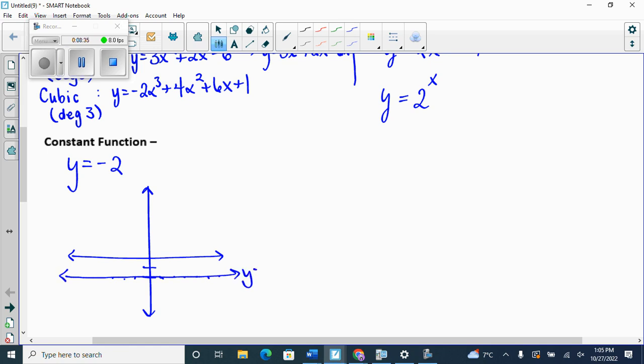Now you have to label it, because if not, which one of these is the x-axis, right? So I always label the equation. That's literally all we're talking about with constants. We're going to flip over.